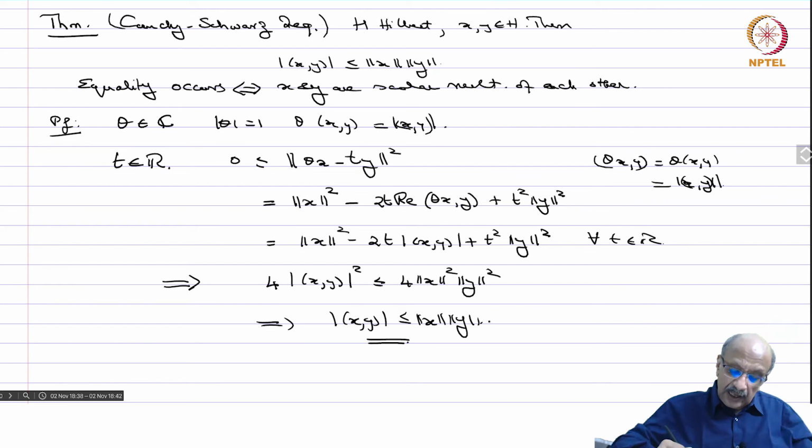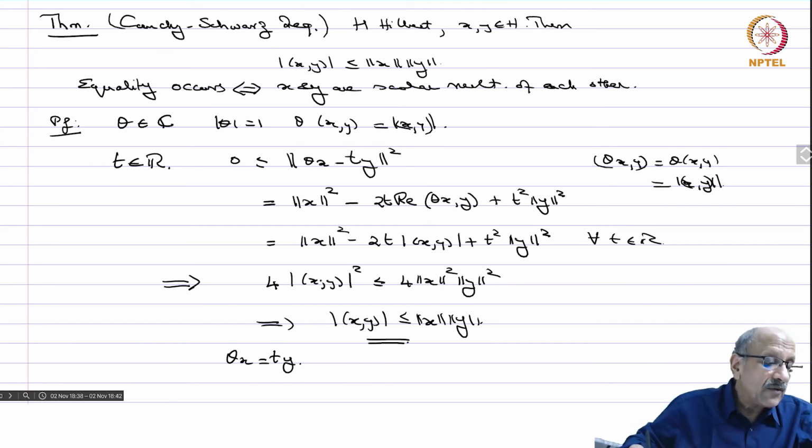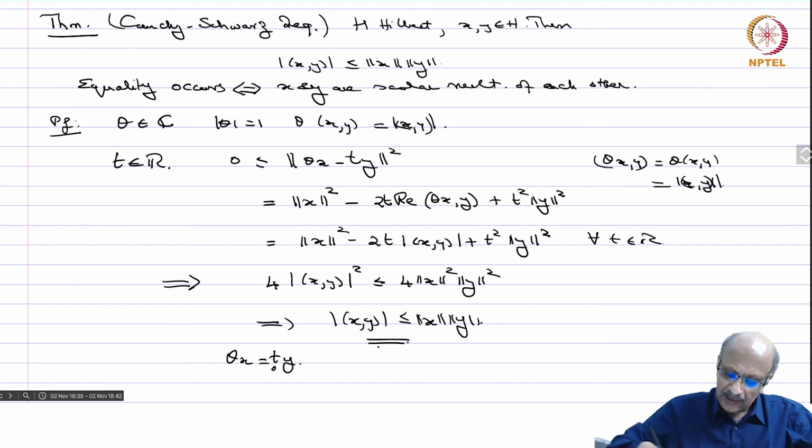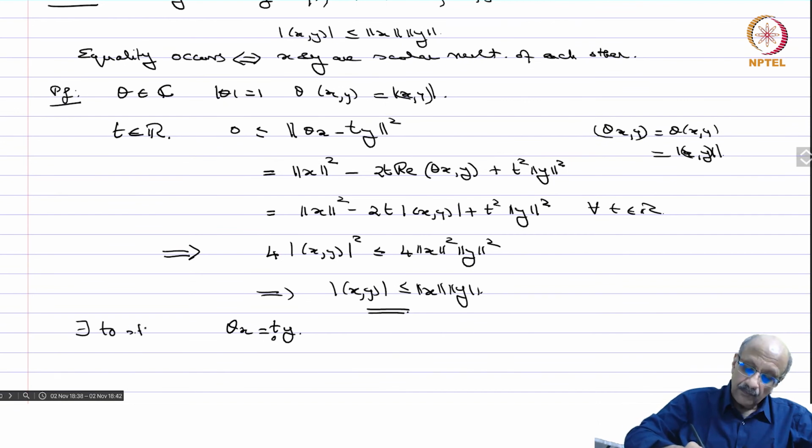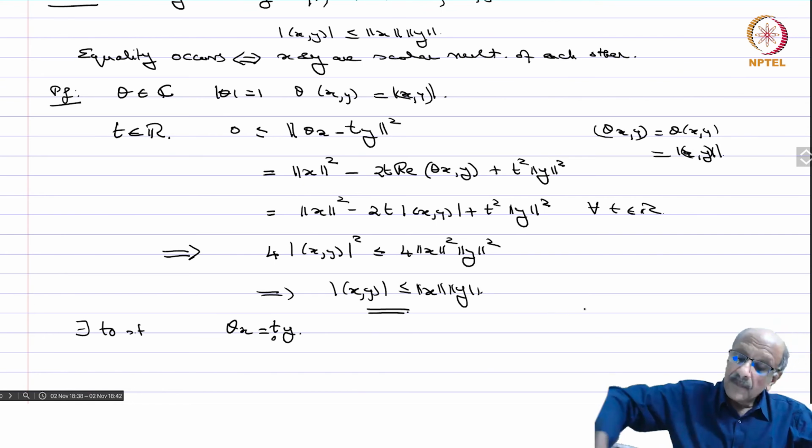Okay, so if you want equality in this, you should have that the roots should be equal. That means theta x should be equal to ty. Okay, and only then, where t is a root of this quadratic polynomial, and therefore some t naught, and that proves whatever we wanted to prove. Because if you want equality, this is equal to 0 only then, so that means t must be a root of this thing, and it should be a perfect square, and therefore you have theta x equals t naught of y.